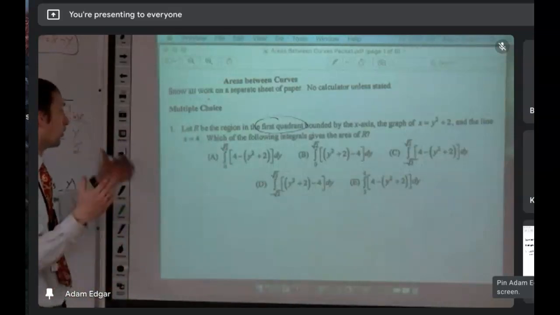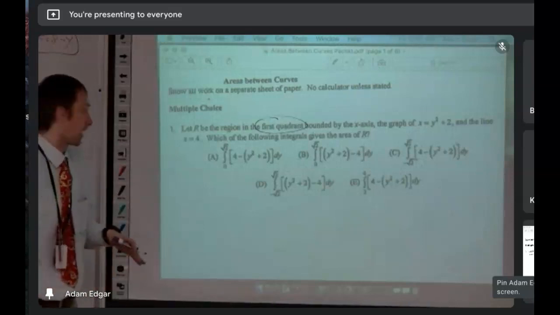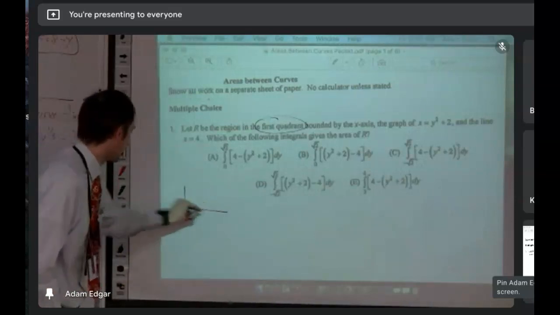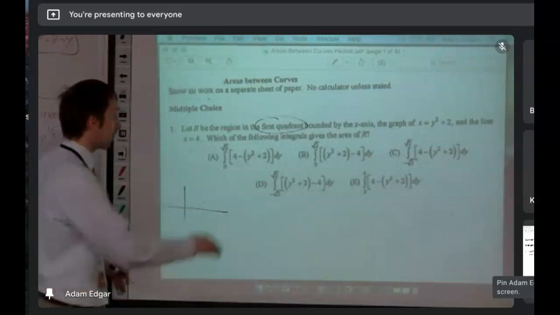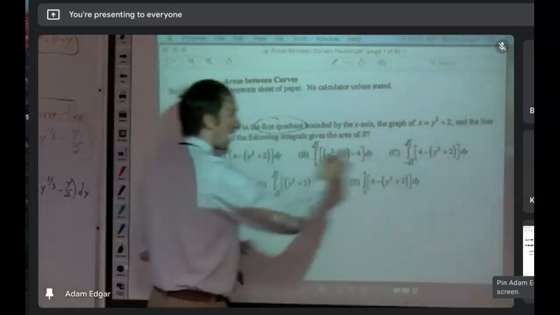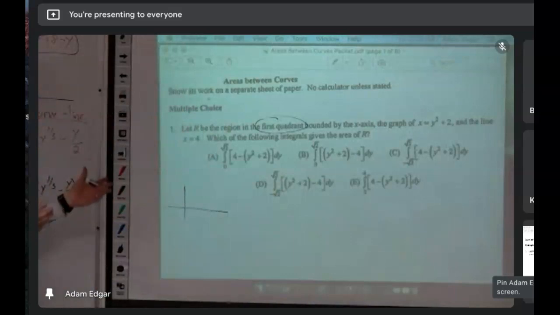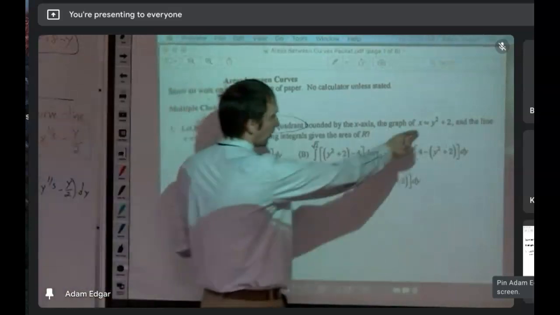By the way, the answer is A. If we graph this thing, first of all, notice how everything's in terms of y? That's tipping you off. We should do things in terms of y. Hey, look, we're already in terms of y. Let's just leave it alone.